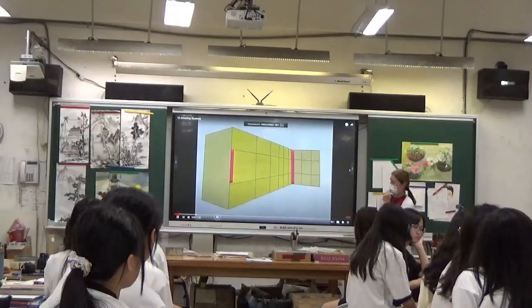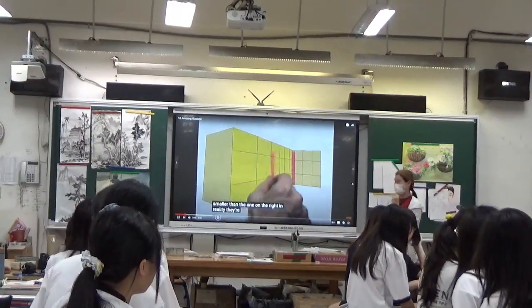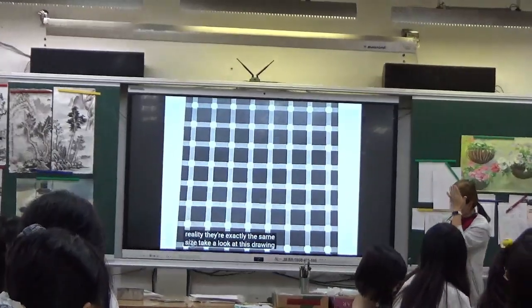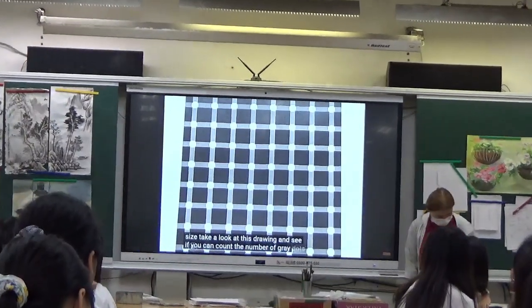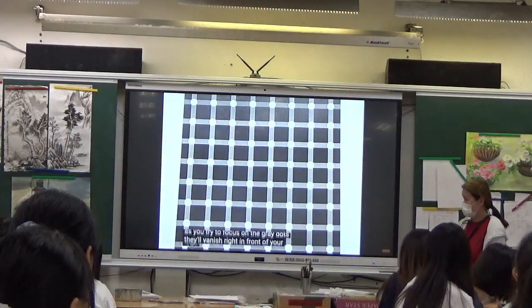Okay. The pink straw on the left looks much smaller than the one on the right. In reality, they're exactly the same size. Take a look at this drawing and see if you can count the number of grey dots. As you try to focus on the grey dots, they'll vanish right in front of your eyes.